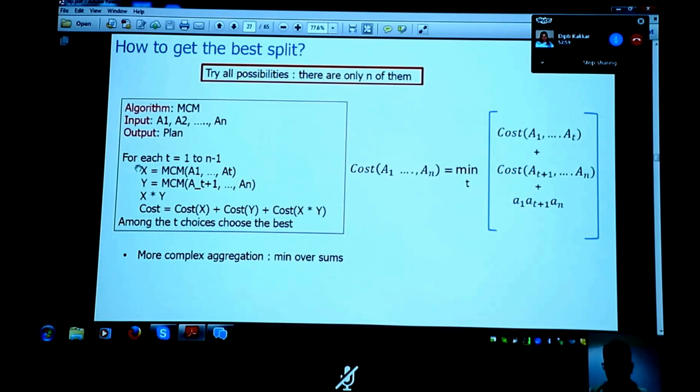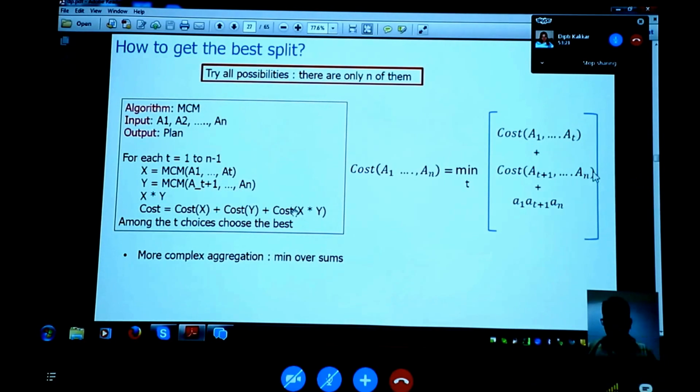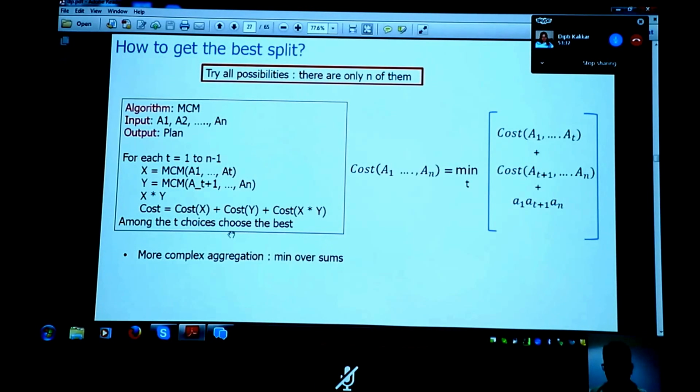Then for each of these splits, you recursively solve this: you solve a1 to at and a(t+1) to an, get the output, and multiply them. Now, you know the cost of computing this x, and you know the cost of computing the y, optimally via this recursion. Then we have our own cost of multiplying this x and y, so you add them up. That is the best way of doing it. If t were the split, now you tried all these splits, you choose the best among them. This can be succinctly represented in this recursive form like this.